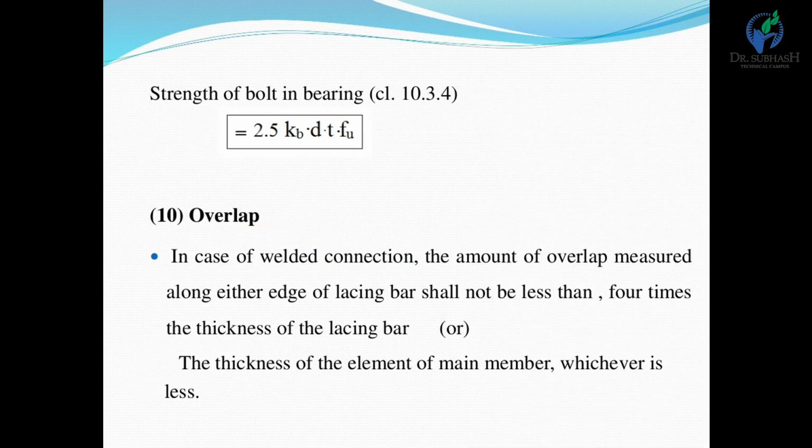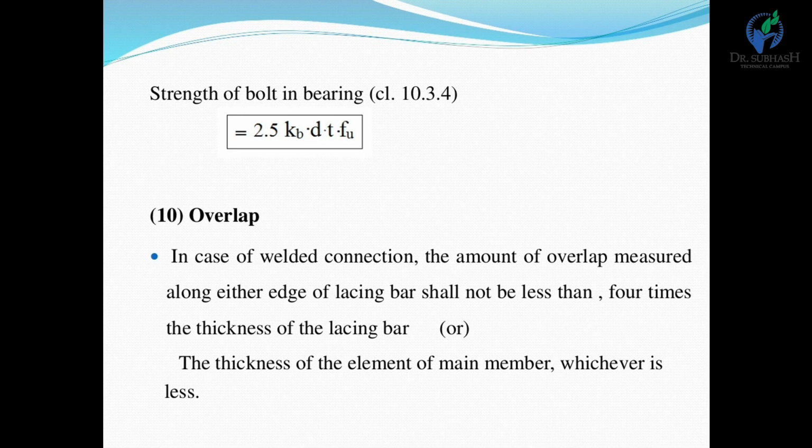After designing the end connection, you can check the bearing strength of the bolt. Clause number 10.3.4. The equation given is 2.5 kb into d into t into Fu. Here d means the diameter of the bolt, t means the thickness of the fastener, Fu means the ultimate stress of steel, and kb is given in clause number 10.3.4. So the last step, overlap.